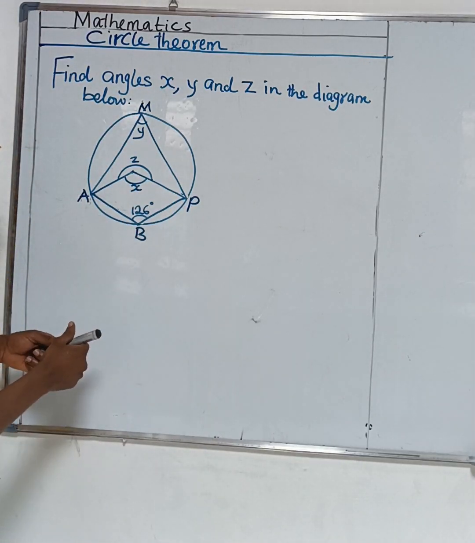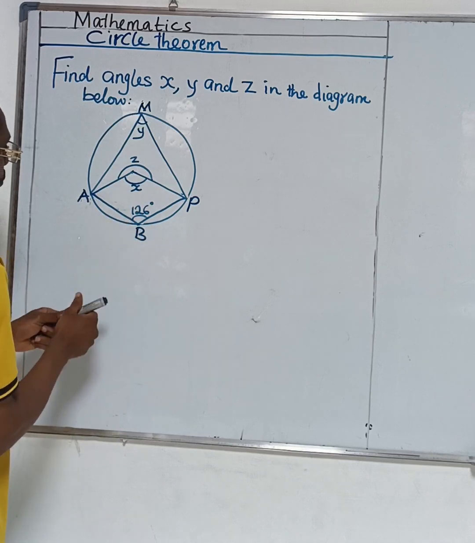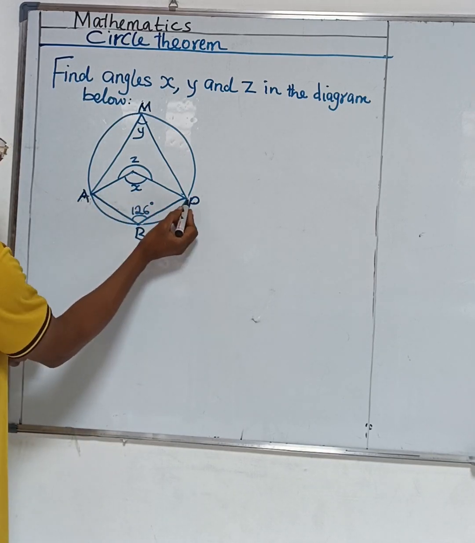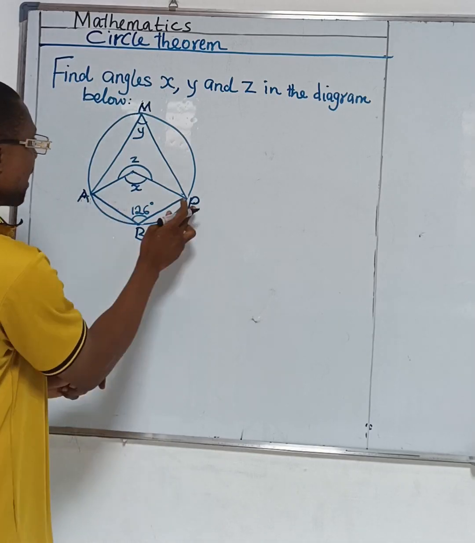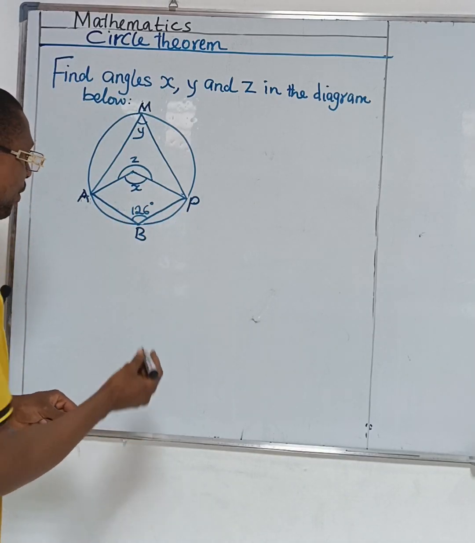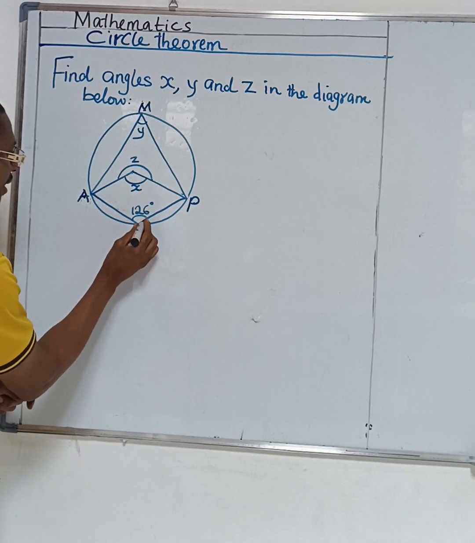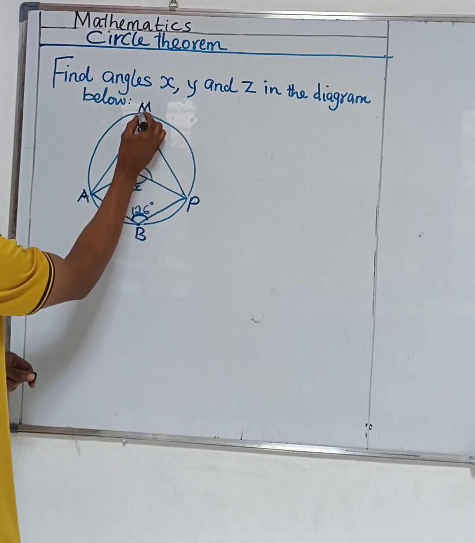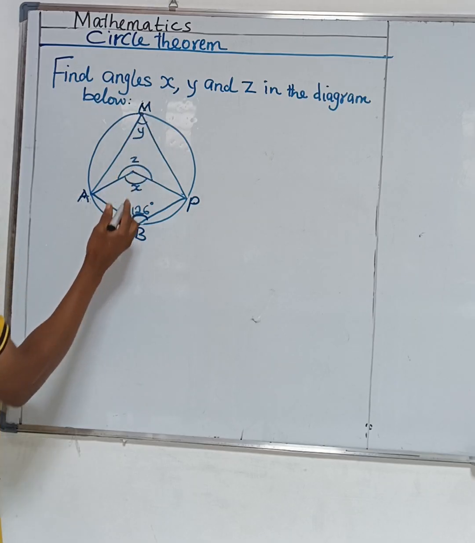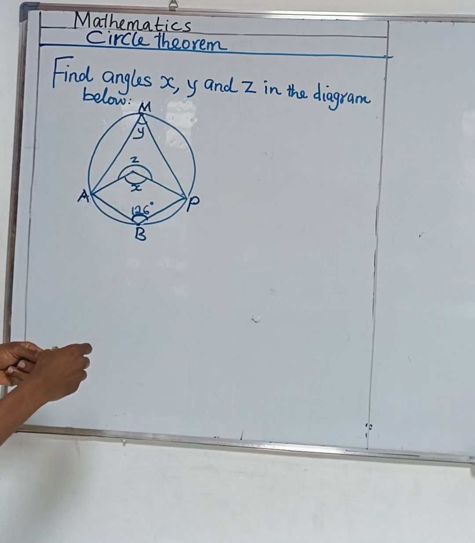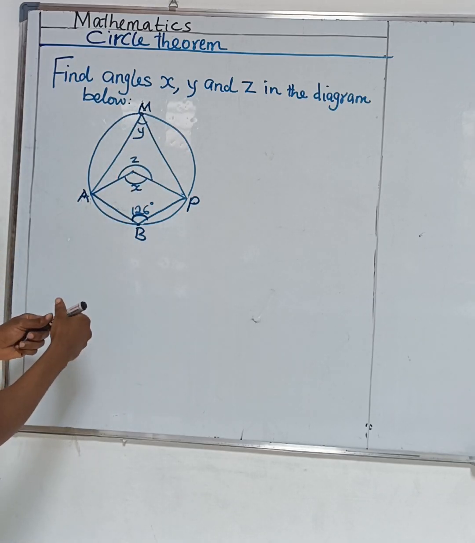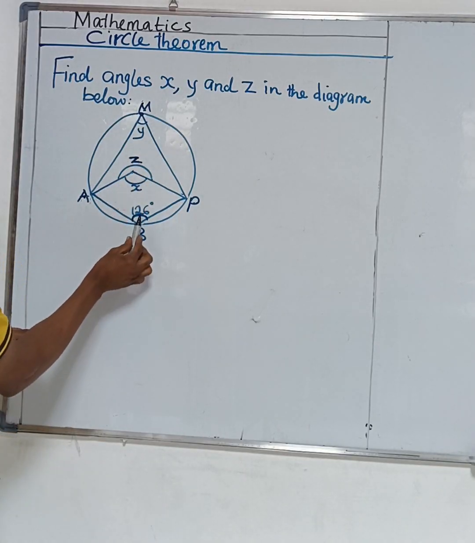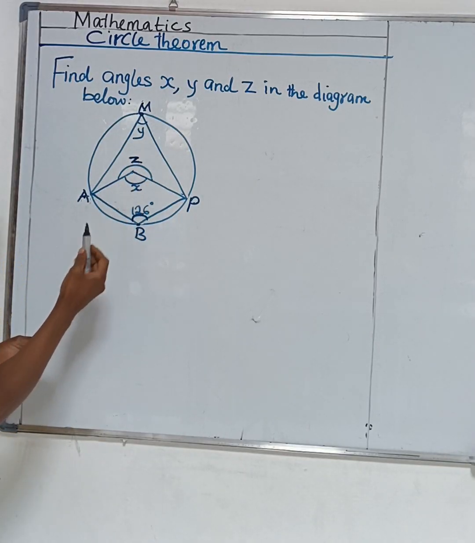The first theorem is this. Looking at this, this is A, this is P. Remember that A and P are base angles of an isosceles triangle. This B here is an angle at the circumference of a circle. Remember, this M is also an angle at the circumference of a circle. So now, the first thing we have to do is to find this reference angle Z, since we already have 126 here.